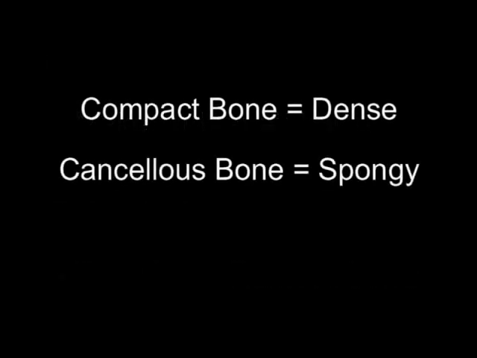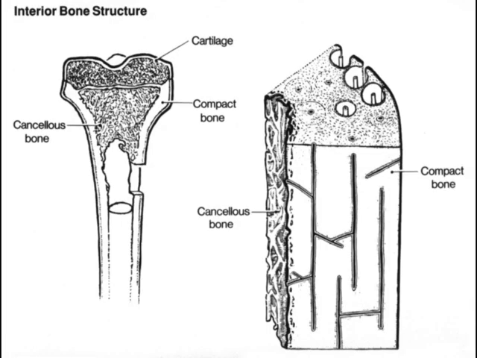There are two major types of bone tissue. One is compact bone connective tissue, which is dense. The other is cancellous bone connective tissue, which is spongy. Compact bone connective tissue forms the hard outer layers of bones. Cancellous bone connective tissue forms the inner, lighter portion of bones.